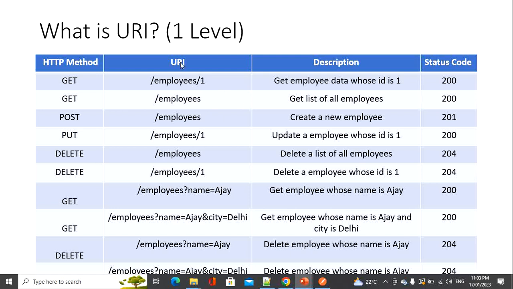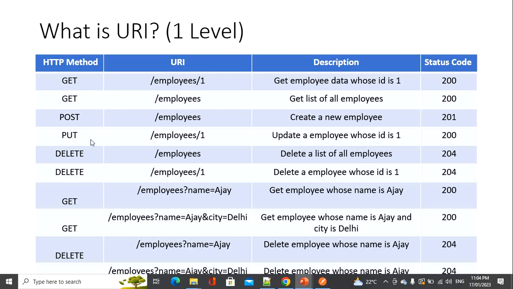I'm just explaining it at a high level. Here the status code is important. Whenever you hit a POST call, it will return the response with status code 201. This is important: 201, not 200. In interviews you will also come across the question: what is the status code of an HTTP POST call? It's 201.